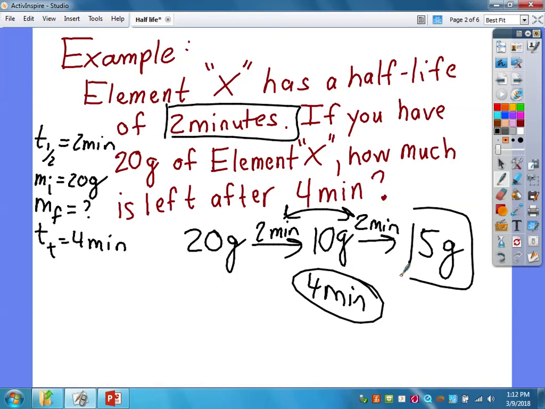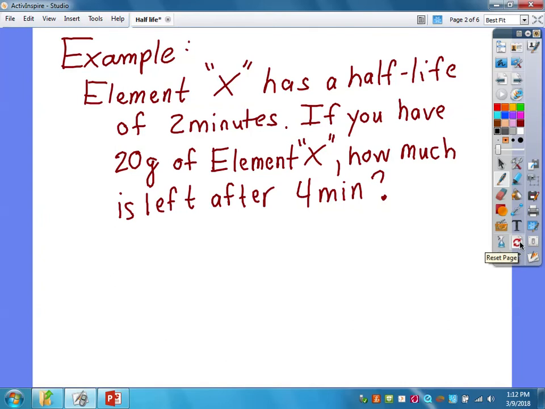Another way, for people who don't understand that and just keep halving it until you run out of time, is to go through it like this: the number of half-lives equals the total time divided by the half-life.